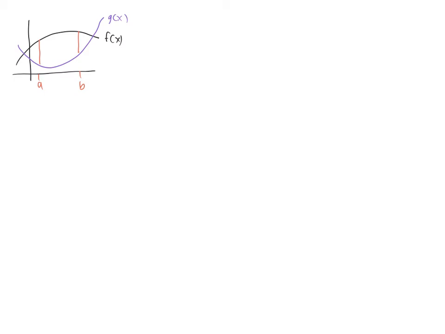Yes? Sorry, but I'm sure you'll come to this, but what happens if g of x is randomly right in the middle? We're not going to do it, okay? We're only going to consider the case where there's no flipping of who's bigger than whom. We're just going to have f bigger than g.